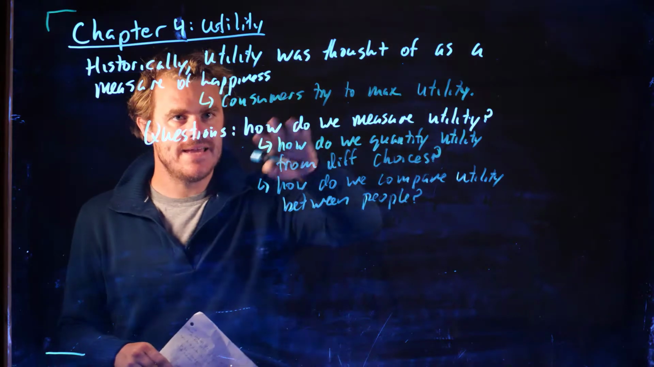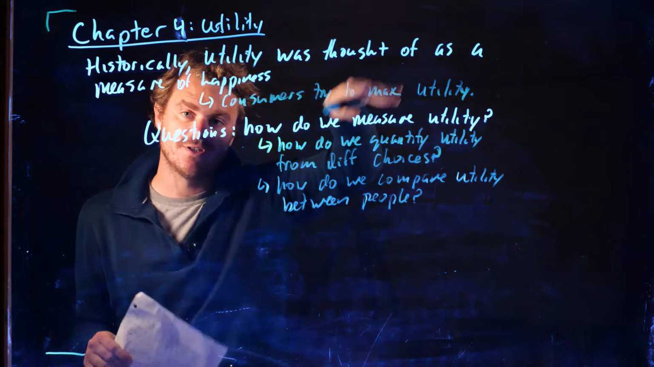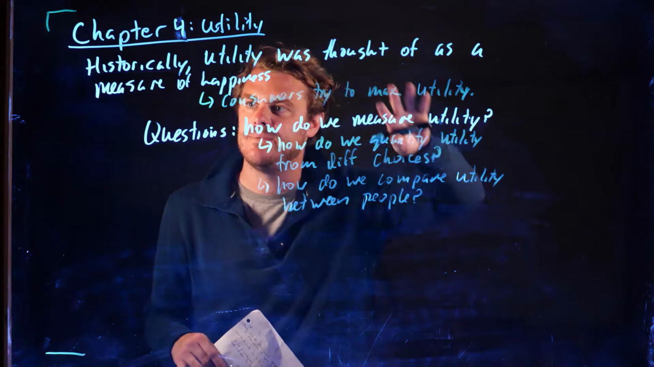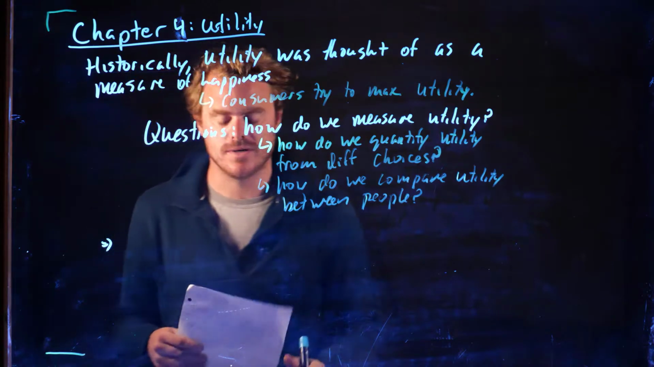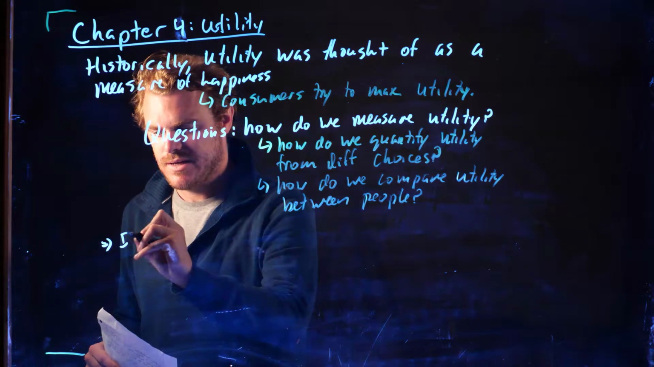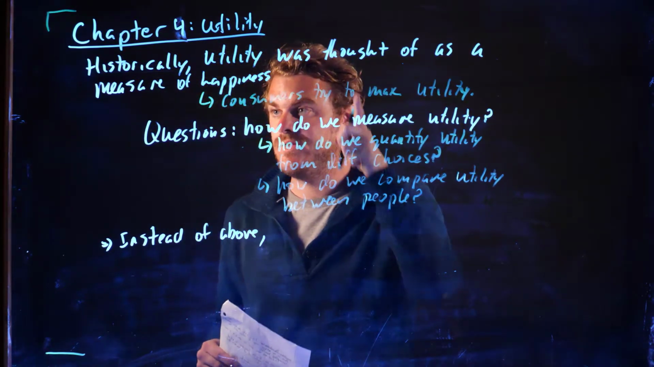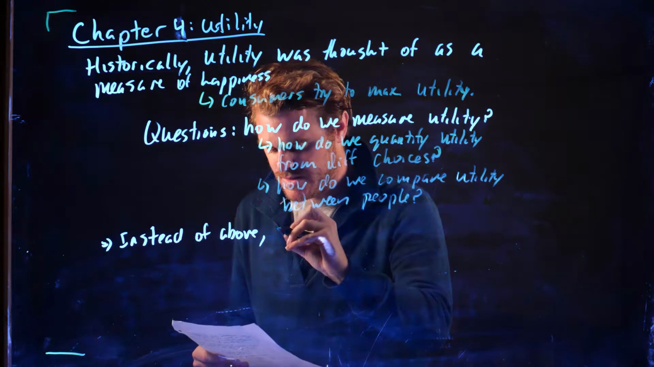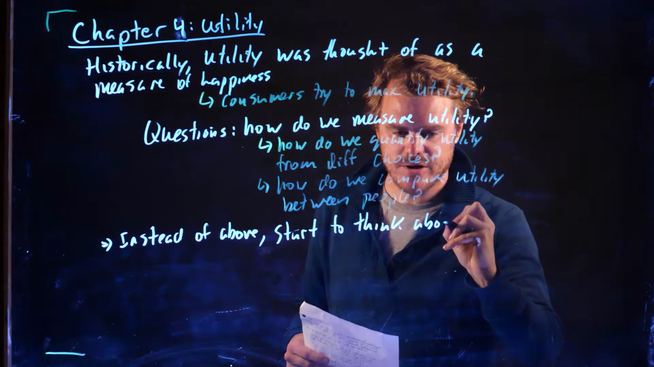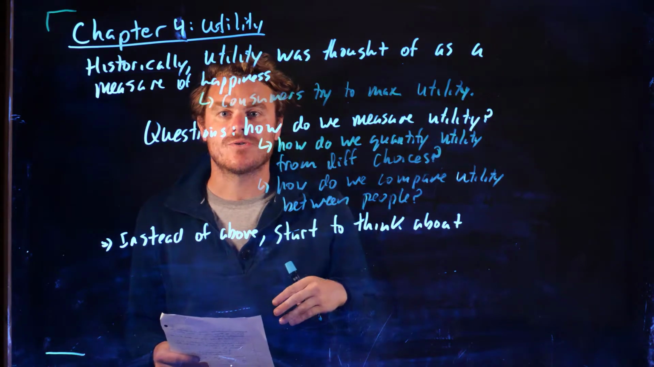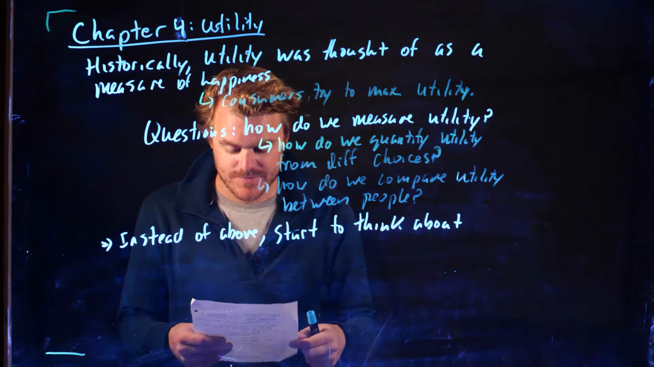And so instead of thinking about it as this absolute measure, what we're going to call a cardinal measure, which we're going to come back to in a bit, we're going to start thinking about utility somewhat differently in this course. So instead of thinking this way, start to think about utility being a way to describe preferences. And these preferences are ways to describe choices.